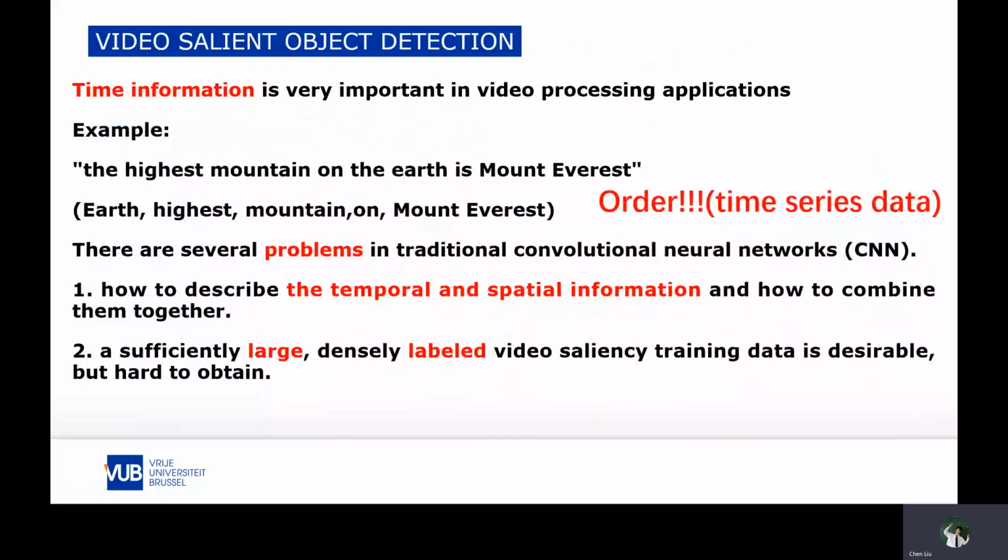And to employ deep learning techniques for video saliency detection, two problems should be considered. The first is how to describe the temporal and the spatial information, and how to combine them together. And the second one is the data. Large enough, densely labeled video saliency training data is desirable, but hard to obtain. So to address these issues, we will use the convolutional long short-term memory structure.